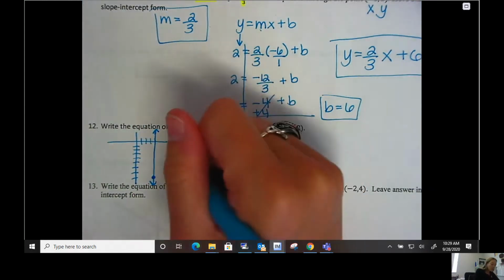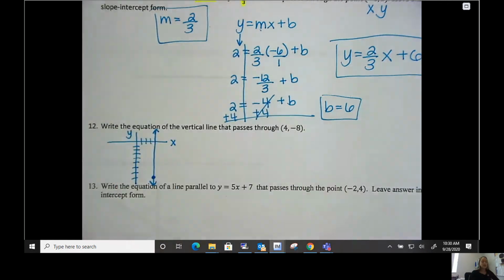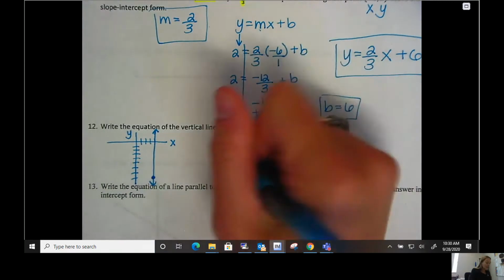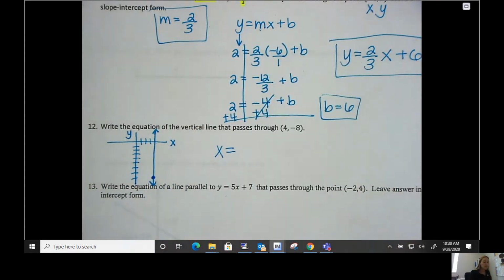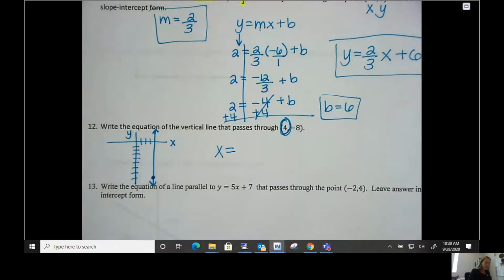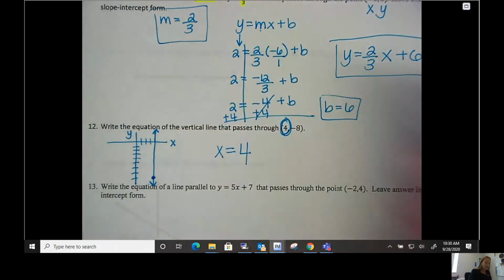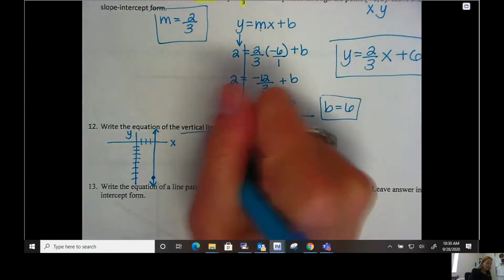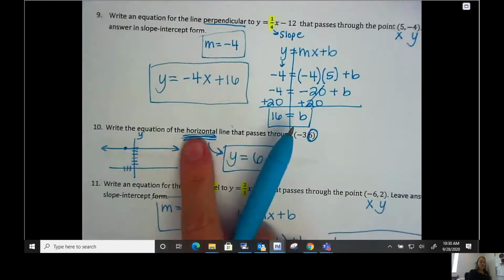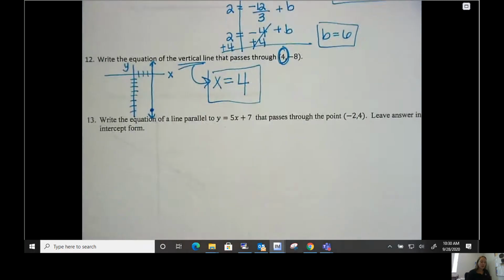Okay. Again, I say which axis is it crossing? Is it touching the x-axis or does it touch the y-axis? It touches the x-axis, so my equation is x equals, and then it touches at the number 1, 2, 3, 4, which is this number right here. So my equation is x equals 4. If it's vertical, it's x equals. If it's horizontal, it's y equals.